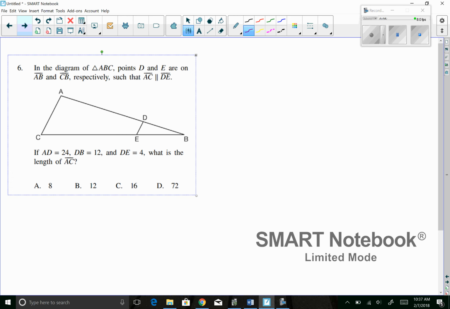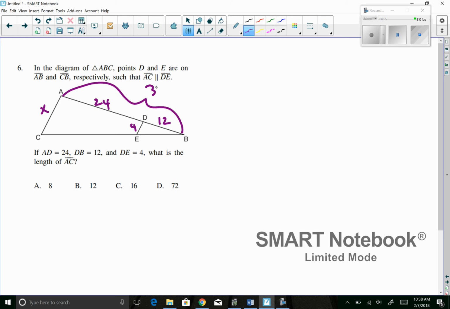The next one is something that a lot of you I saw was getting wrong when you were trying this in class or after school for help. So if you label this picture, DB is 12, DE is 4, I want to find AC, and I know that AD is 24, meaning this entire piece is 36.